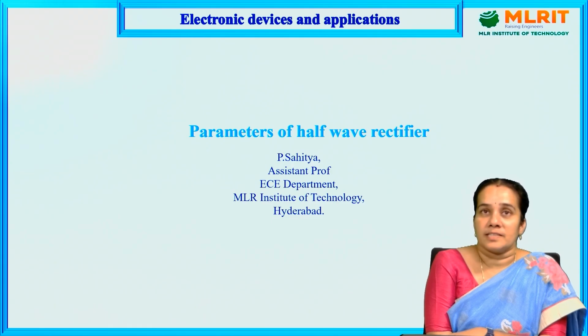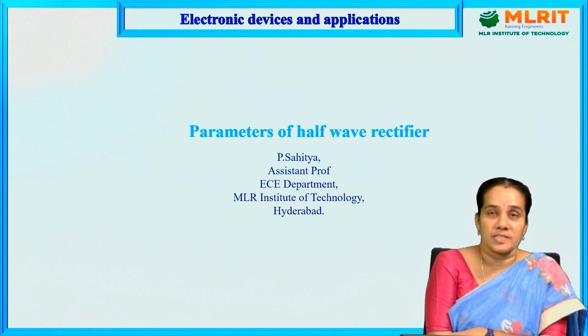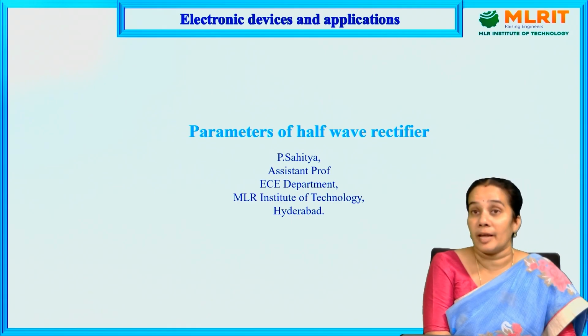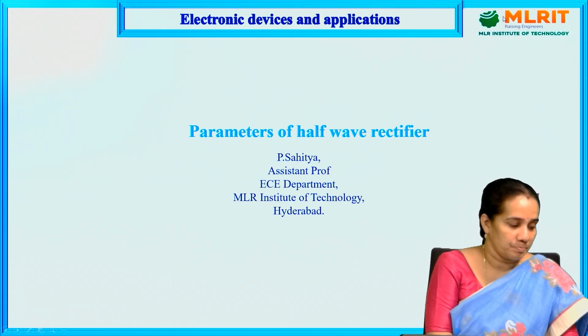We are discussing electronic devices and applications. In the last session, we discussed the different types of rectifiers: how the half-wave rectifier is formed and its operation, and later the full-wave rectifier and bridge rectifier. Now, in today's session, we will see the parameters of the half-wave rectifier.